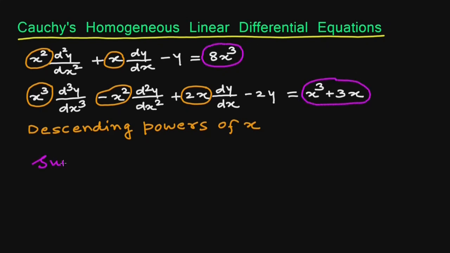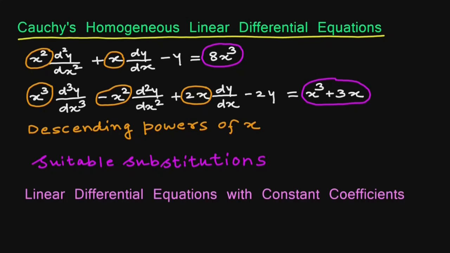By suitable substitutions, Cauchy's equations can be transformed into linear differential equations with constant coefficients, which can be solved by usual methods, about which we have discussed in my previous videos, the links of which have been provided in the description box. In this video, we are specially going to focus on this transformation of Cauchy's equations into linear differential equations with constant coefficients.